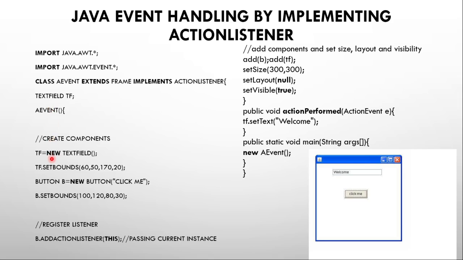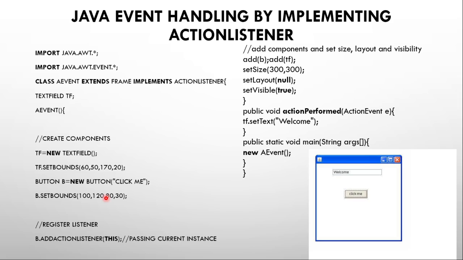Fine. And just creating an object for that, and I have set bounds, that is 60, 50. This is the width and height of that and the position. And I'm going to use a button. So this is an AWT component. I have given the label Click Me over here. Okay, and this is setBounds, again the position, width and height of this. Okay, so we have seen that.